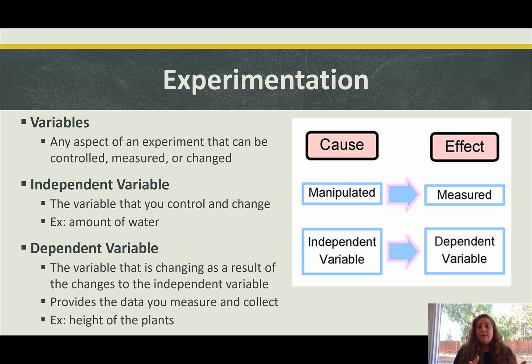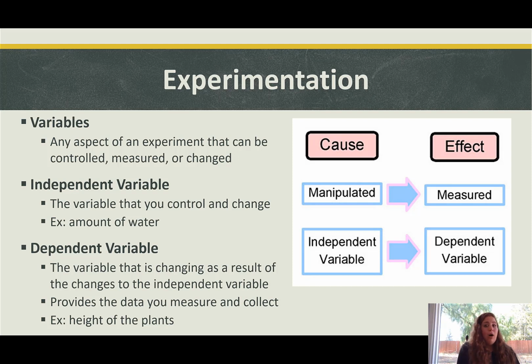So in an example, it would be the amount of water that I give to a plant. So I can give a plant 1 cup a day, 5 cups a day, 10 cups a day. That's the independent variable. I am changing it. The dependent variable depends on the independent variable. It's the effect. It's what you measure, the data you collect.